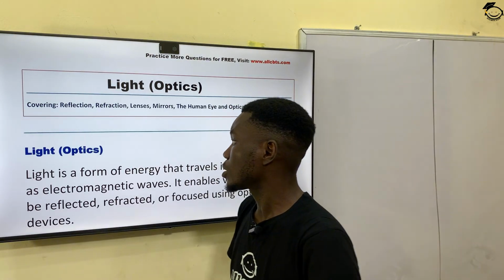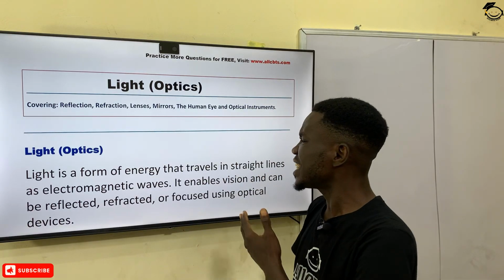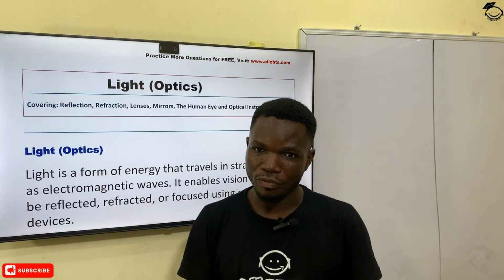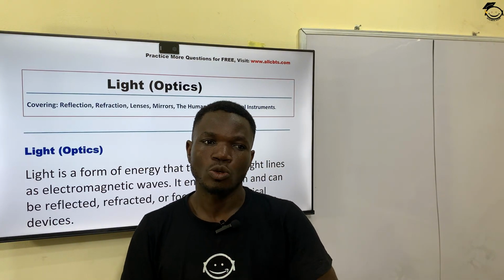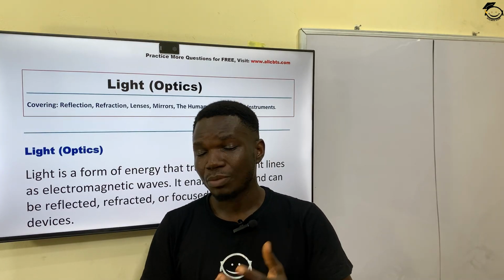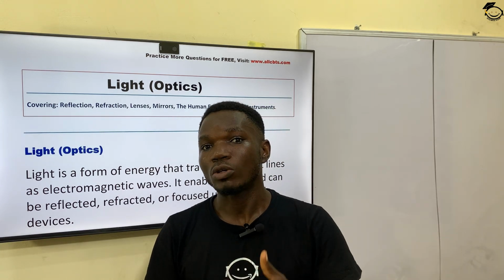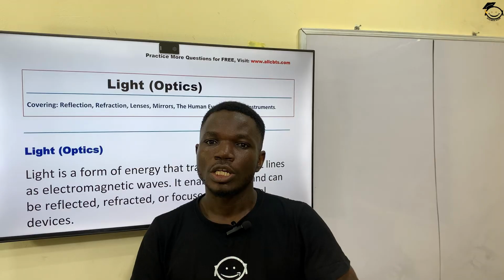And what is optics? Light is a form of energy that travels in a straight line and is a form of electromagnetic wave. What does this mean? It means when you point your torchlight, for example, it doesn't travel backward. It moves in the direction in which you are pointing. It means that it travels in a straight line.